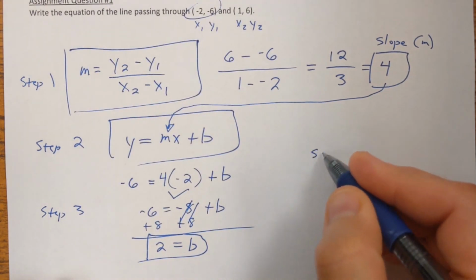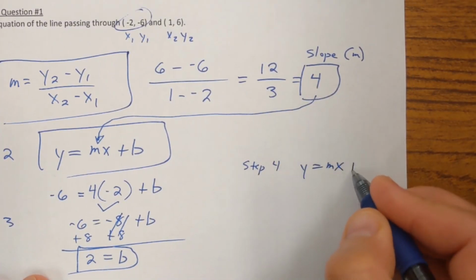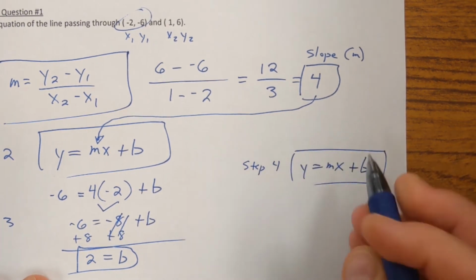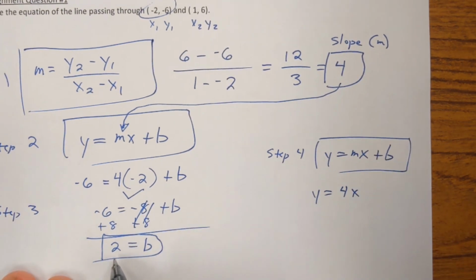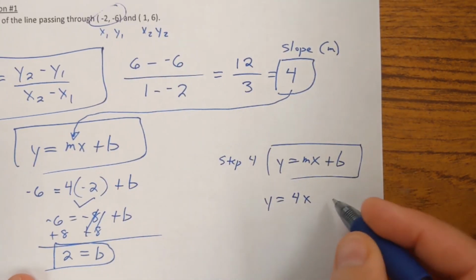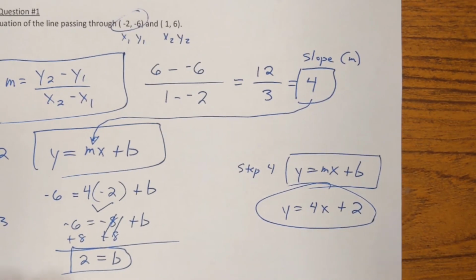All right, and then final step, step 4. Now, once I have my slope, which is 4, and my y-intercept, my b value, which is 2, I'm going to write it like this. That is my final answer.